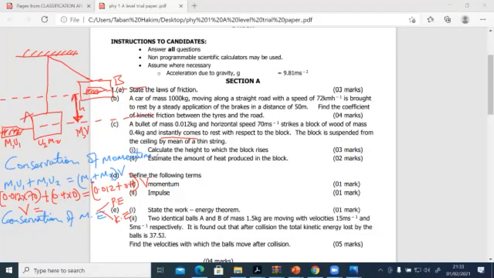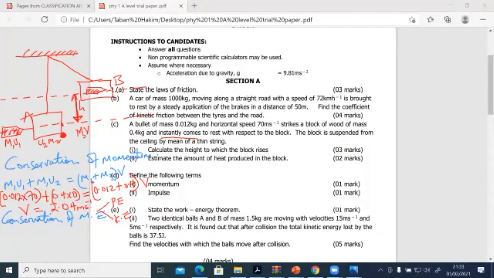What V did you get? 2.04. 2.04, correct? I got 2.04 meters per second, correct? So this is the velocity of the body just after impact at this point here, just after impact.